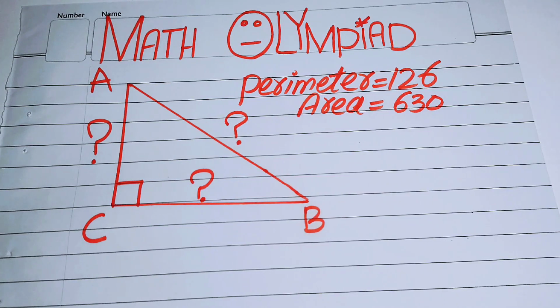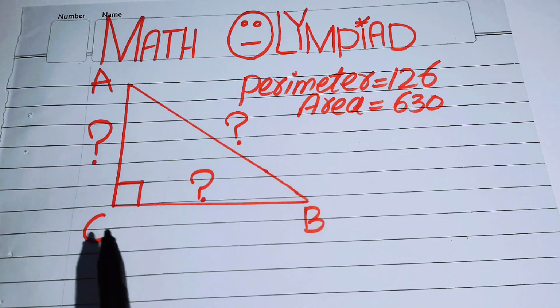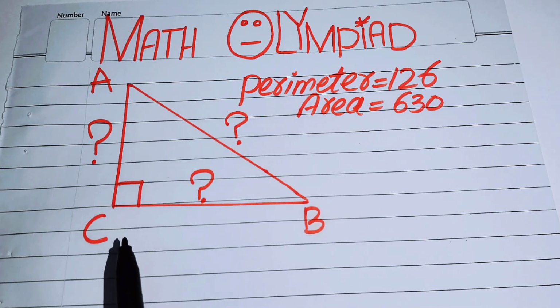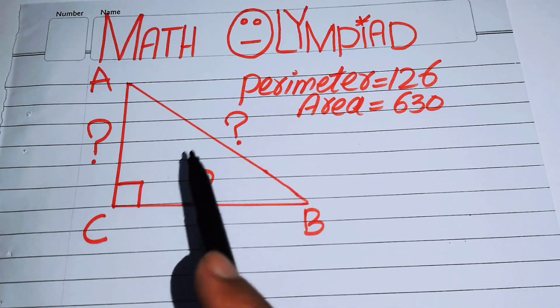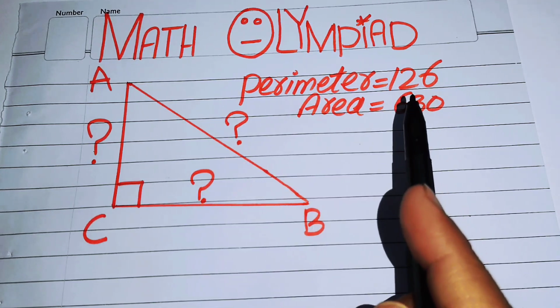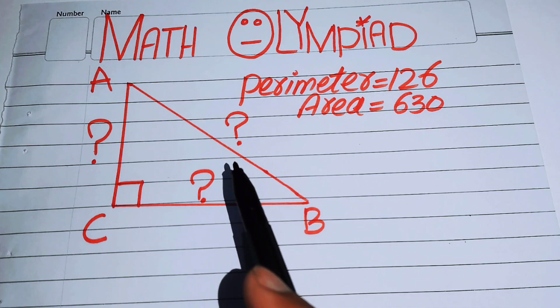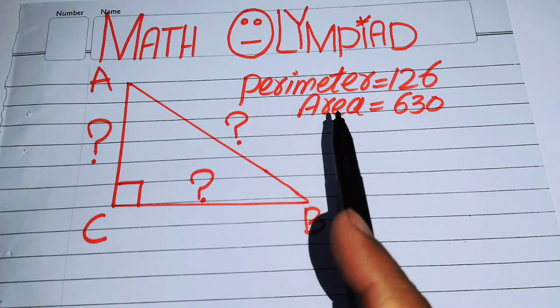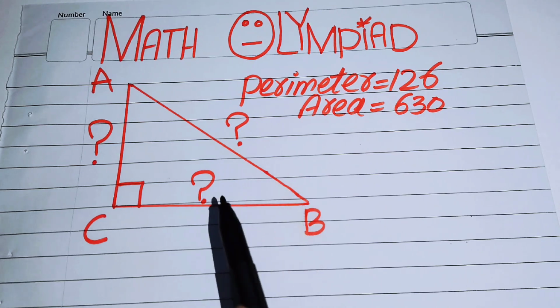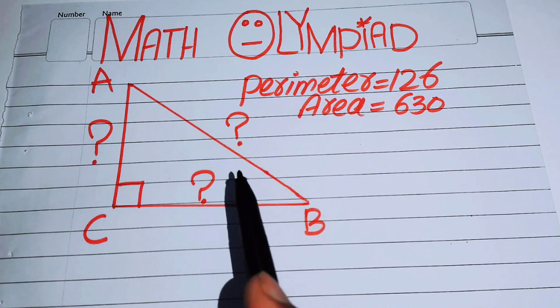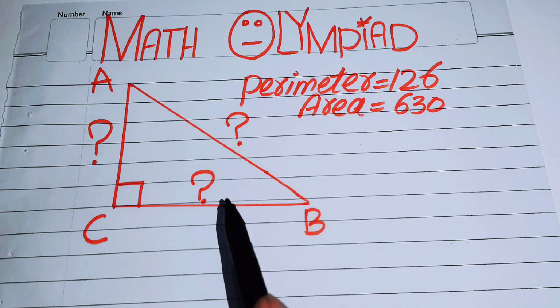In this video we are going to solve this nice math Olympiad geometric challenge. Here we have a nice right triangle in which the perimeter is given as 126 and the area of this triangle is 630, and we will find the length of all the sides of this triangle.